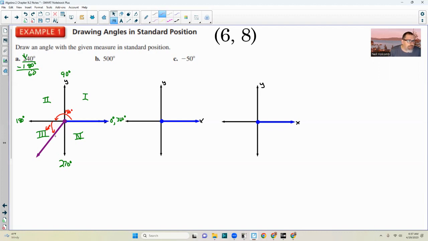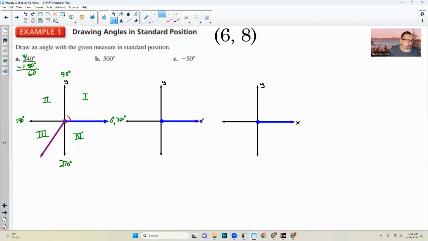Okay, so where is 60 degrees? Well, 45 is right here. So 60 might be about here. Okay, so there is a total. Now let me just get rid of this here. All right, and let me go back.